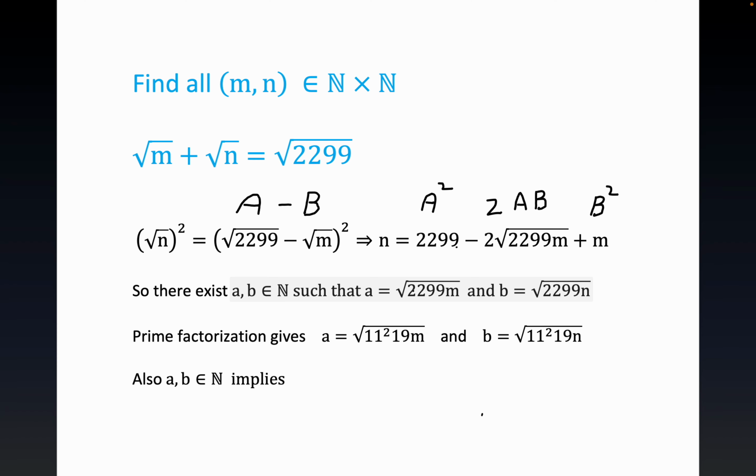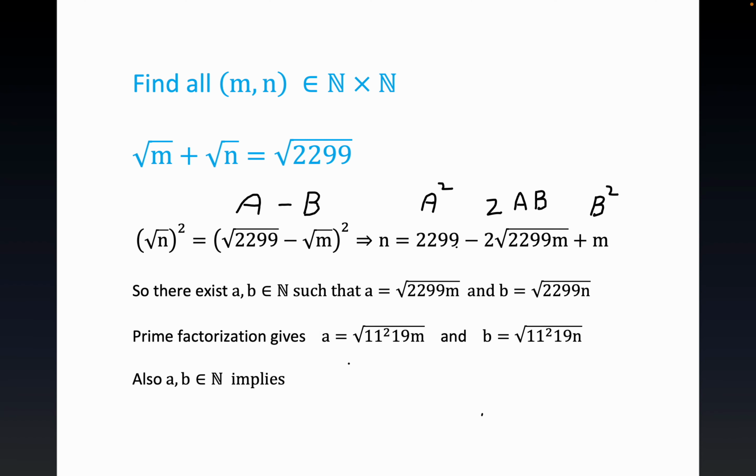In other words, this piece right here says this has to be an integer. The square root of 2299m has to be an integer, and so in a symmetric sort of fashion, so does 2299n, okay? Now that helps us out tremendously because we know that 2299 has a prime factorization of 11 squared times 19. That's a little bit of a computation, but it can be done. But what does this tell us? A and b are both natural numbers, so that forces this entire radicand to be a perfect square.